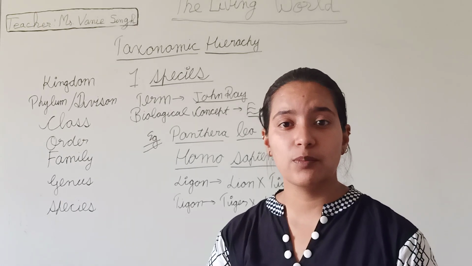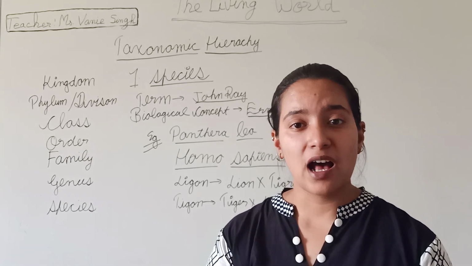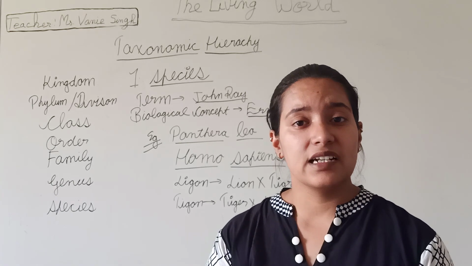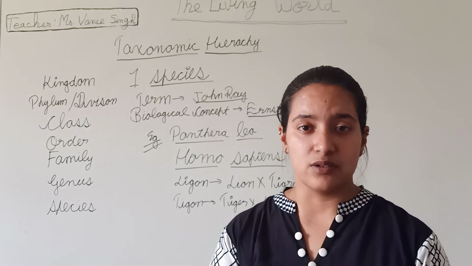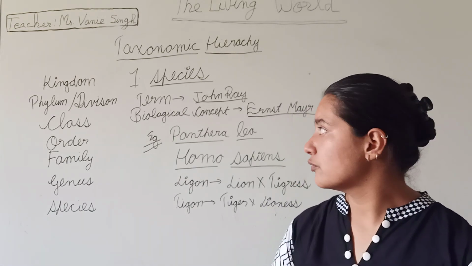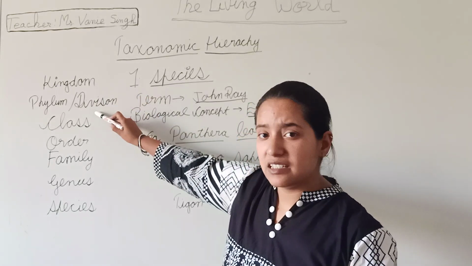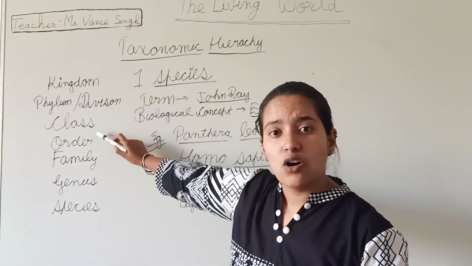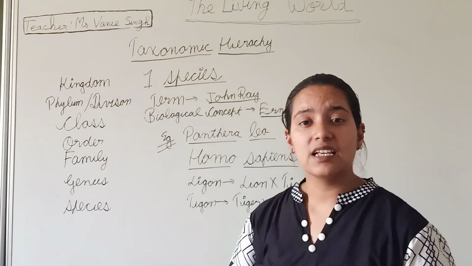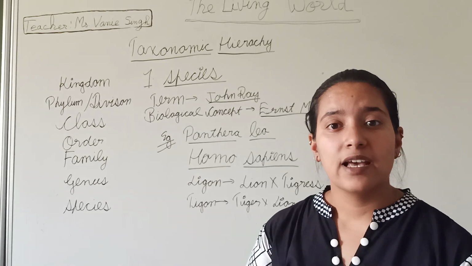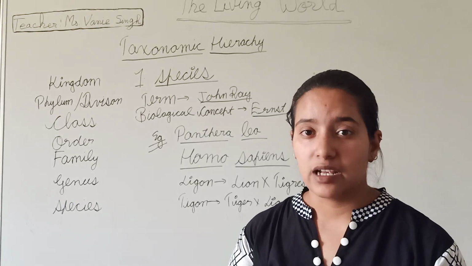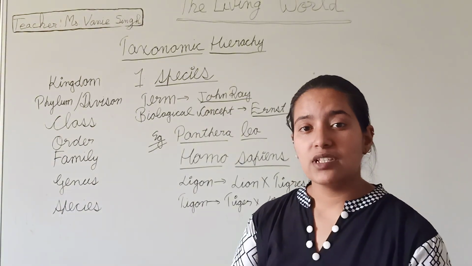What does taxonomy mean? Taxonomy is the branch of science which deals with the classification and the identification of the organisms. Now this taxonomic hierarchy has been divided into various types: kingdom, phylum, division, class, order, family, genus, species. The kingdom is the largest in the taxonomic hierarchy and the species is the smallest in the taxonomic hierarchy. So we will be doing it from the smallest.